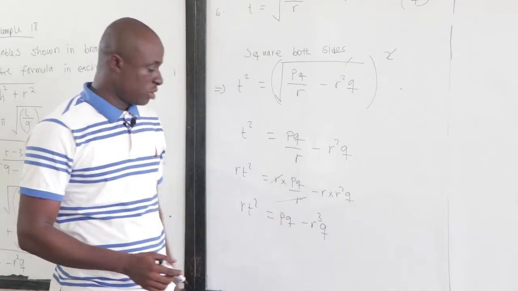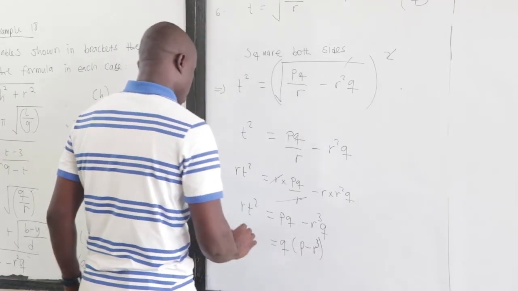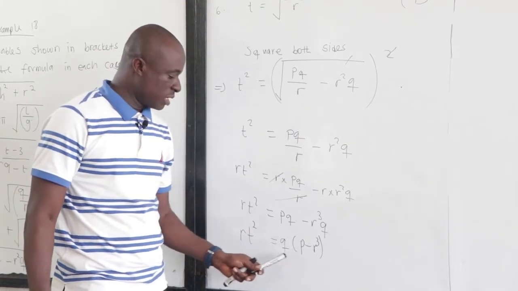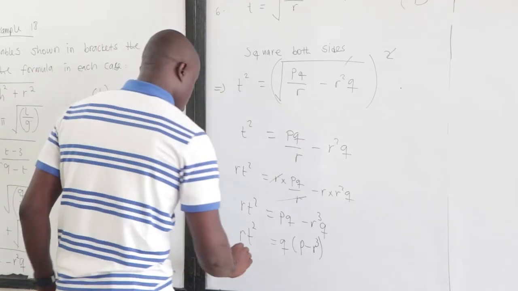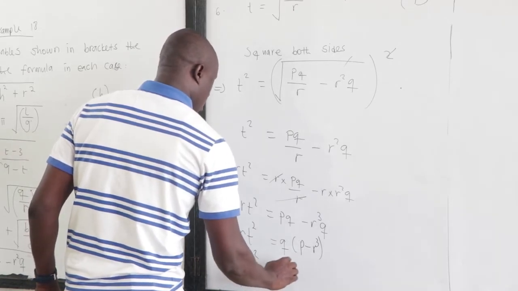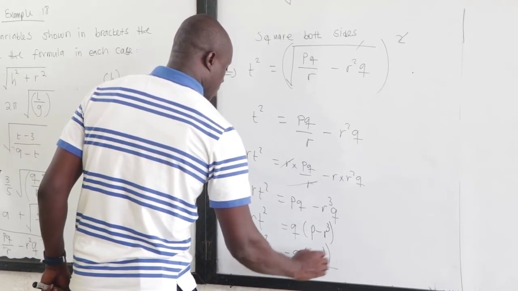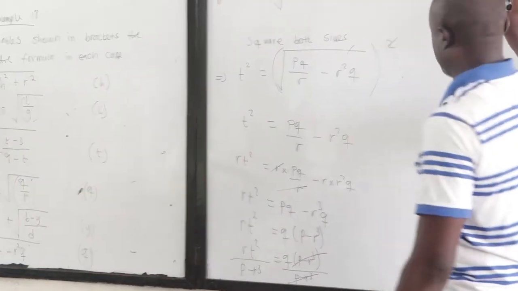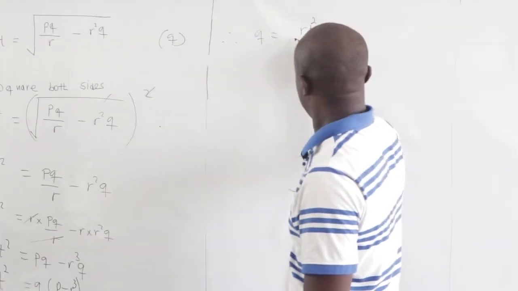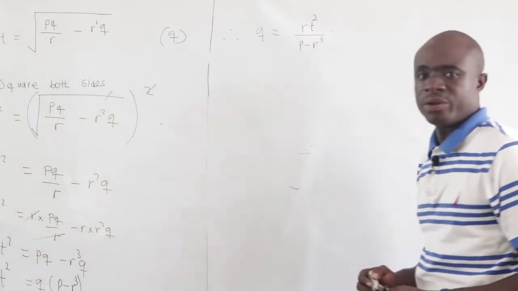So we want to make q the subject. We factorize the q out. What do you have? p minus r to the power 3, times q, equals r t squared. We want to make q the subject, so we divide through by what is multiplying the q, which is p minus r to the power 3. So you have r t squared all over p minus r to the power 3, equal to q, p minus r to the power 3 over p minus r to the power 3. This is cancelling that. So in a nutshell, we have q equal to r t squared all over p minus r to the power 3.